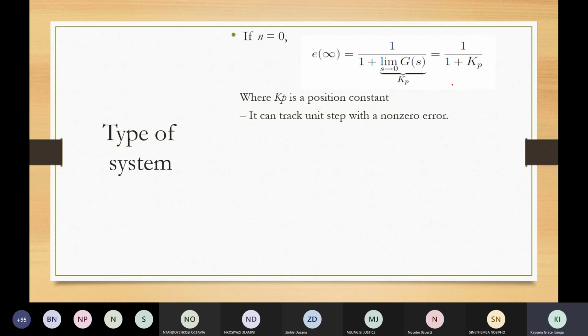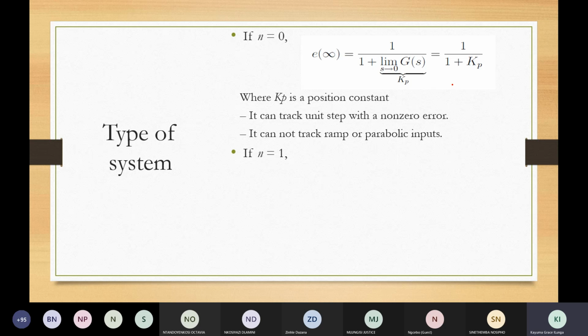With the static error equal to the position constant, the system can track a unit step with non-zero error. So in this case, we can have a unit step as an input, and the error will be different from 0. You have seen it before. But we cannot track the parabolic and the ramp input.